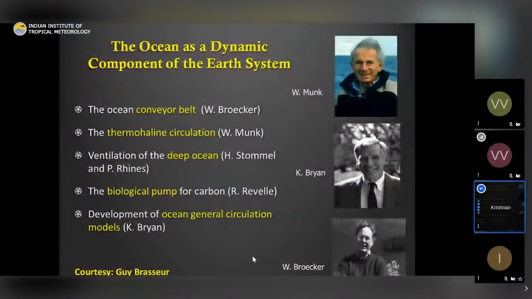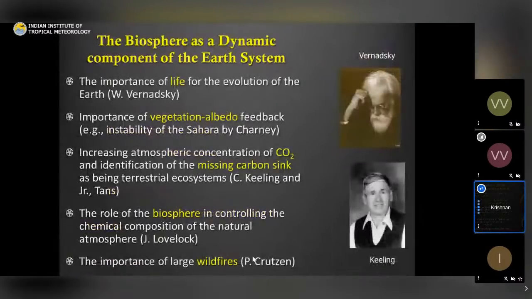And later on, various contributions came in understanding the ocean dynamics, the thermohaline circulation, the ocean conveyor belt, the deep ocean circulation, also the carbon cycle, the biological processes. Ocean general circulation models, Kirk Bryan also made major contributions at GFDL. So they are all the pioneers. And on the importance of the biosphere as a dynamic component of the Earth system, Vernadsky's early contribution of how the biosphere is important, how life forms and organisms contribute to the climate, he had recognized that.